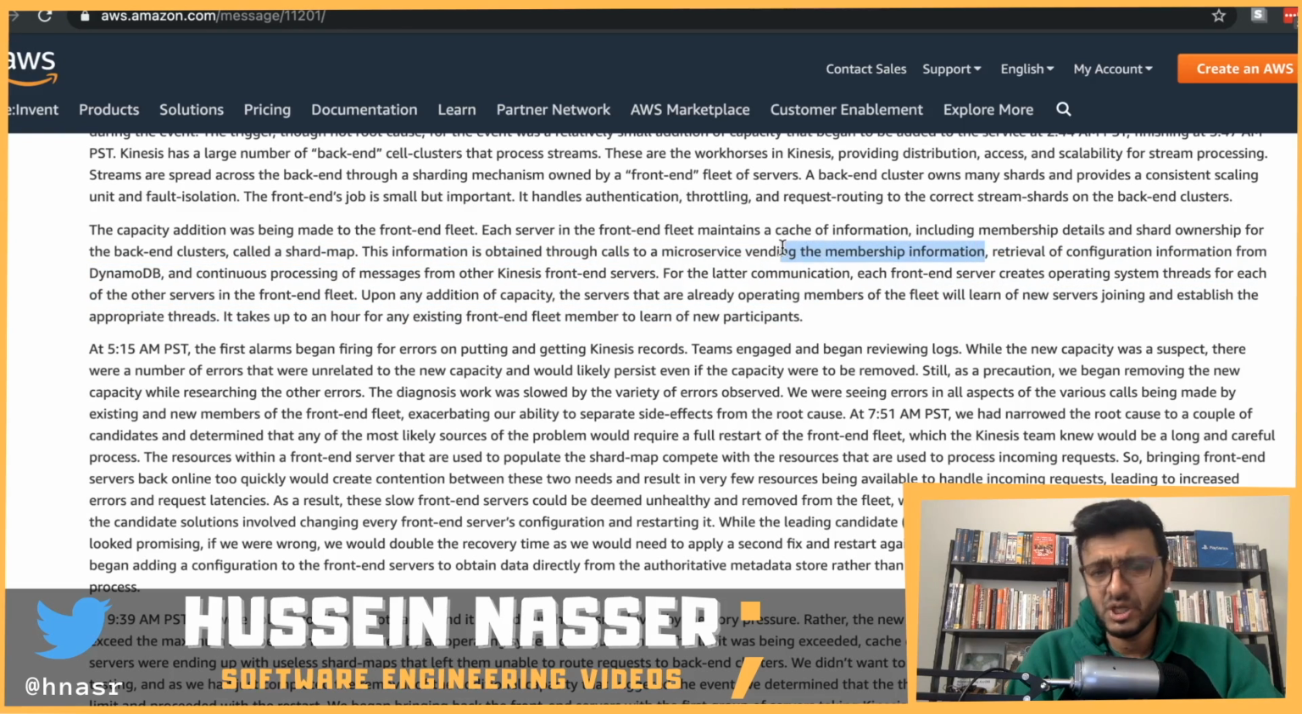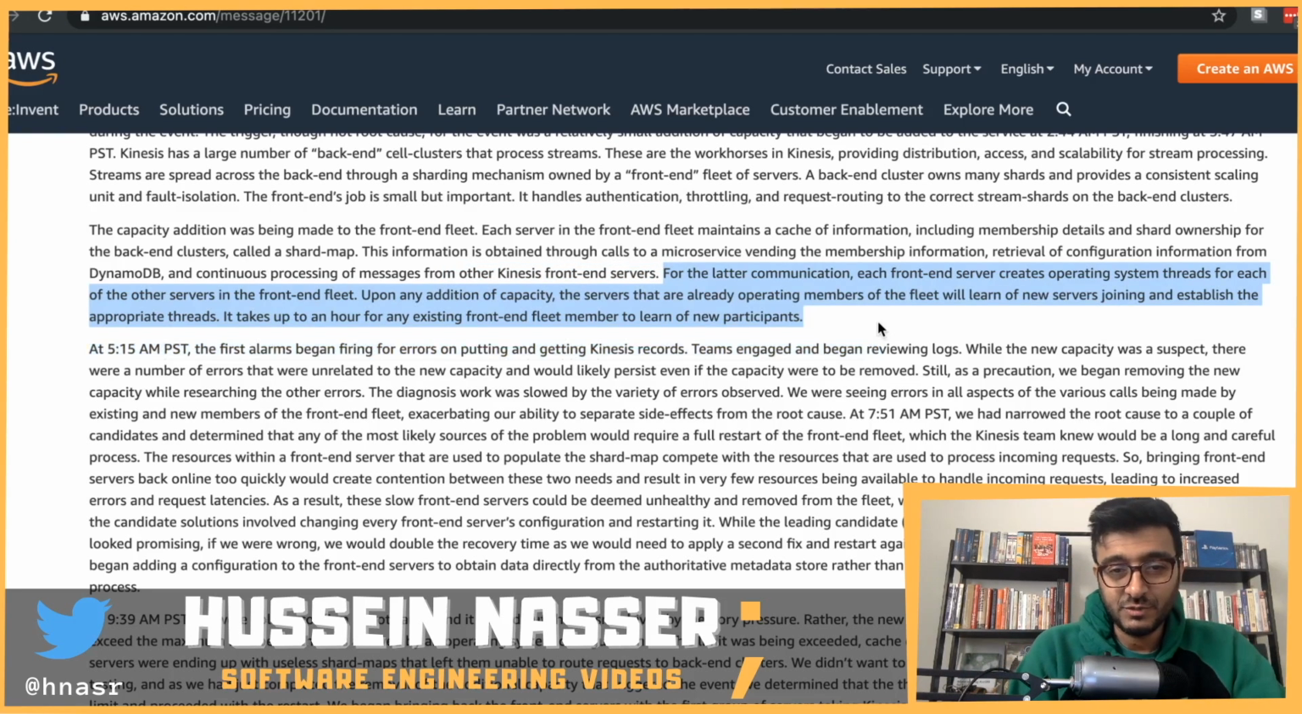So the membership information, I don't know what exactly the membership is here. Are we talking about the actual Amazon memberships? Like, hey, are you authenticated or not? I guess the authentication part of it. Retrieval of configuration information from DynamoDB and continuous processing of messages from other Kinesis front-end servers. That's the peer-to-peer communication that we showed.